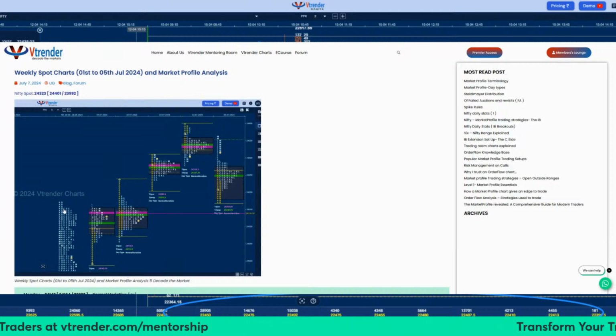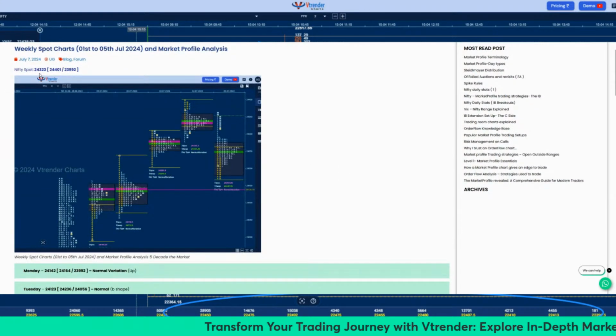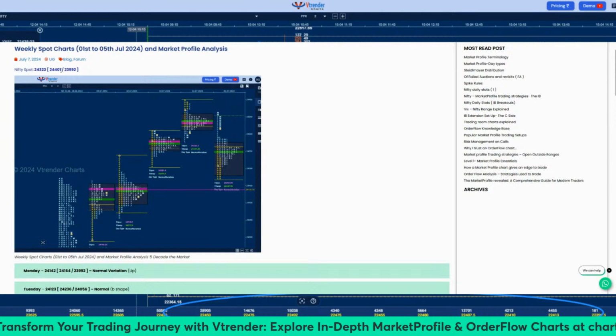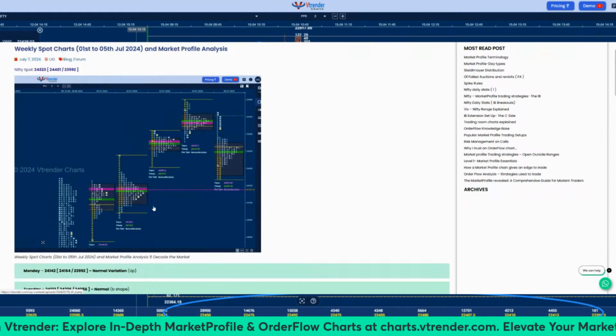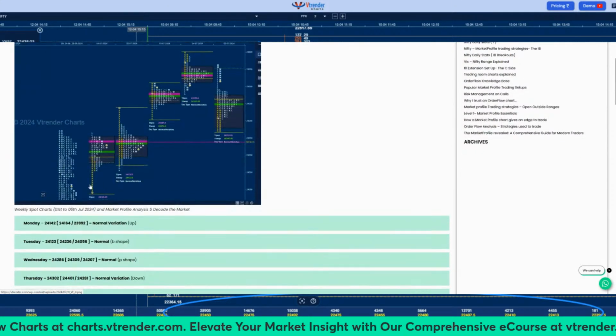So we have the weekly report which is posted on the website under the forum section. So we have the Nifty spot levels. The closing was 24323. The high of previous week was 24401, which was a new all-time high, and the low was 23992. So we have a daily chart up front, and we have the details of what happened each day, the levels Nifty marked along with the day type of that particular day.